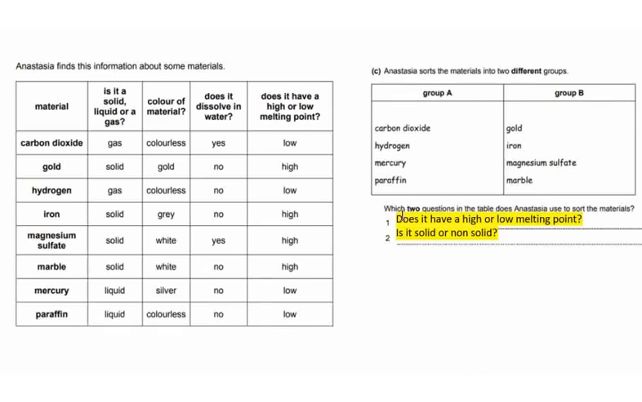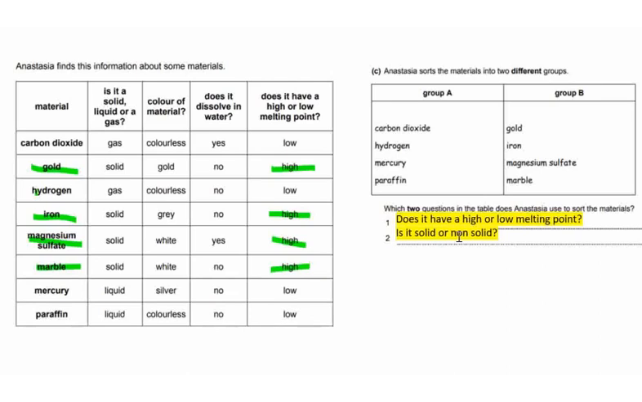Well, the answer is question 1, does it have a high or low melting point? Question 2, is it solid or non-solid? Let's see the discussion. Carbon dioxide, hydrogen, mercury, and paraffin all have a low melting point here. So we group paraffin, mercury, hydrogen, and carbon dioxide in group A. While gold, iron, magnesium sulfate, and marble have a high melting point, so we group them in group B.